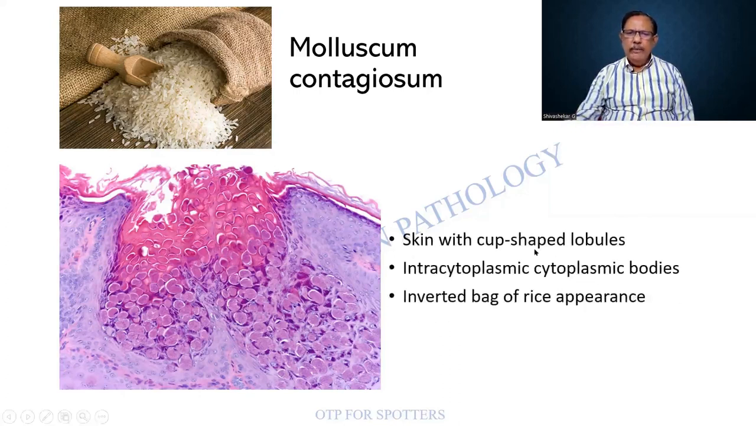So what do I see? Skin with cup-shaped lobules. Look at these cup-shaped lobules. There are intracytoplasmic bodies. Within the cytoplasm, I find them. Superficially, they become more eosinophilic. It has got an inverted bag of rice appearance. The diagnosis is molluscum contagiosum.